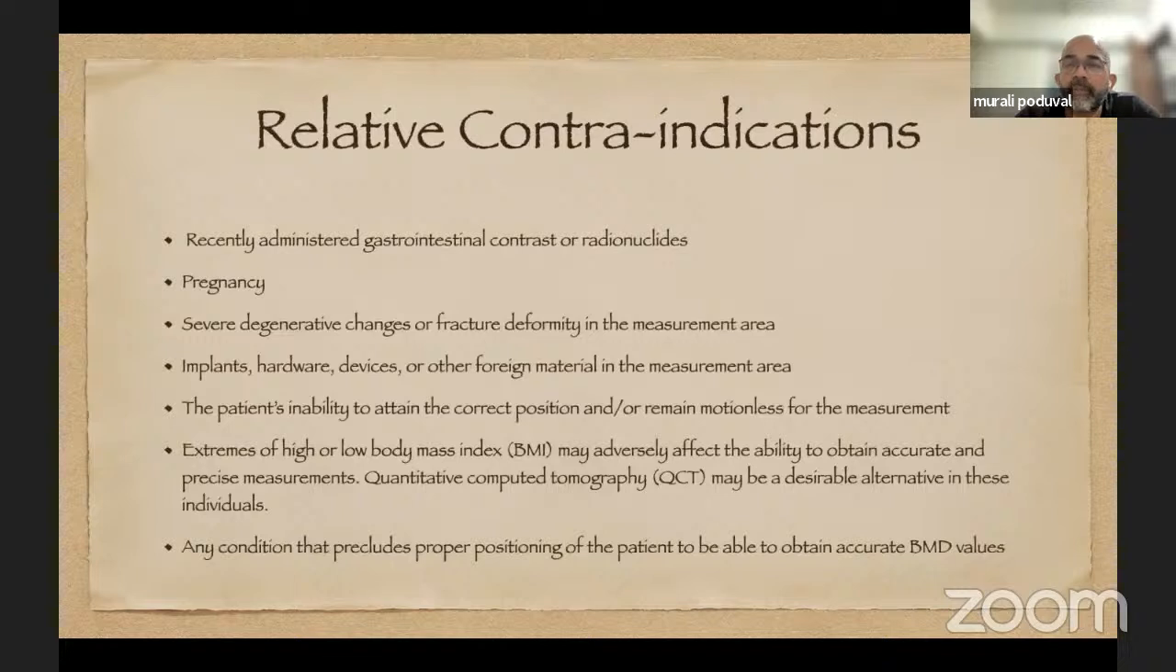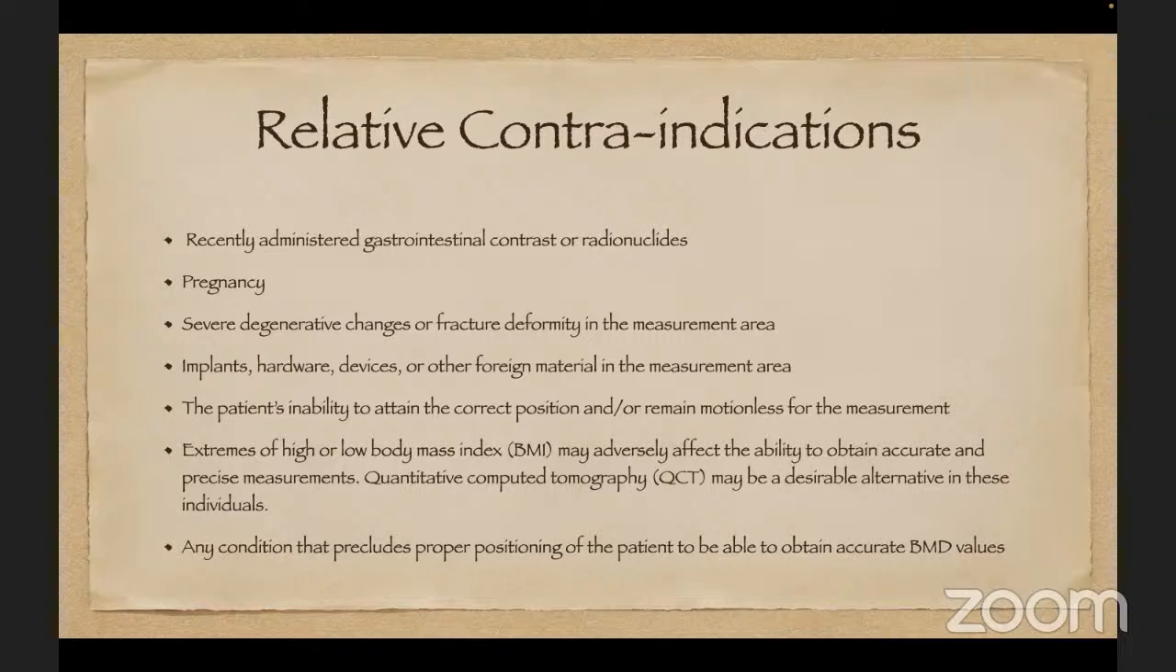Relative contraindications are many, but there are no absolute contraindications, most of which are related to extreme high or low body mass index, inability to remain in the correct position or remain motionless for the machine, and any condition that may interfere with the measurement, sometimes implants, hardware, devices, or other foreign material. But then there are some extended applications of Dexa which are being currently talked about, especially with respect to aseptic loosening of joint implants. So these are also fallacies.